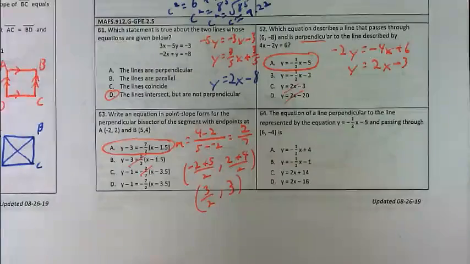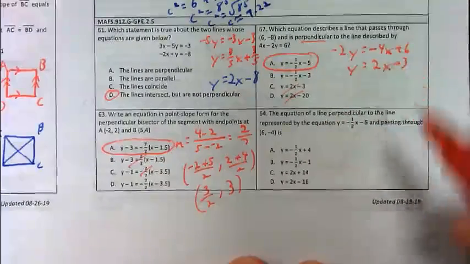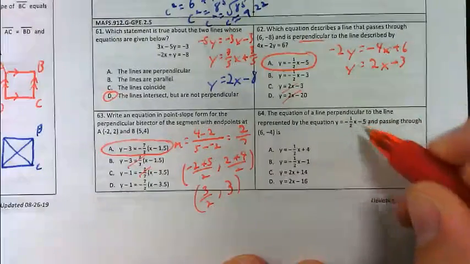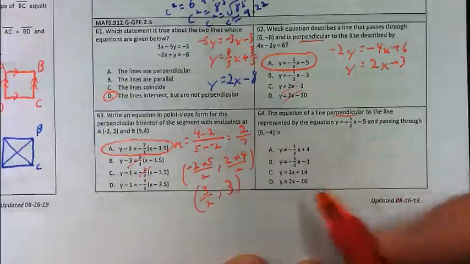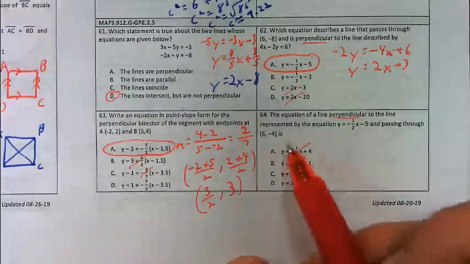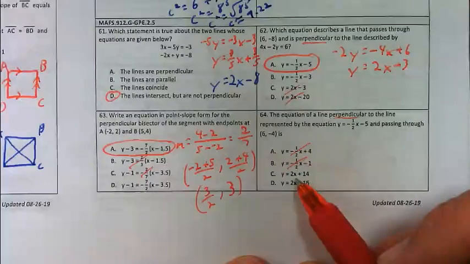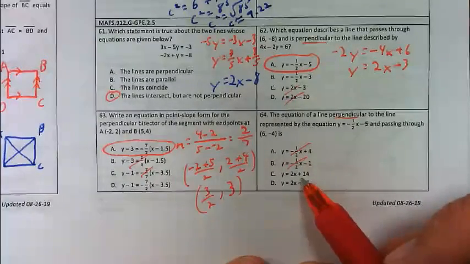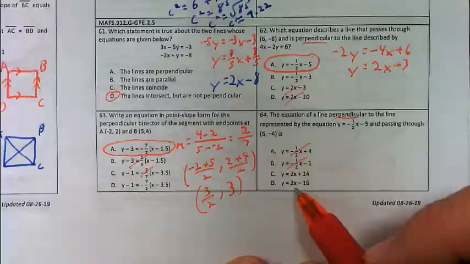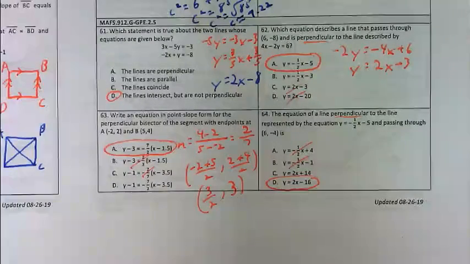And finally, for 64, the equation of the line perpendicular to the line, this is very similar to this one. We already know the slope. So we want perpendicular, opposite reciprocal. So get rid of those two that were the same. It's down to these two. Plug your point in. If I plug 6 in here, 2 times 6 is 12, plus 14 is a really big number, not -4. 2 times 6 is 12, minus 14 is -4. D is the correct answer. So that was everything from 43 up through 64.